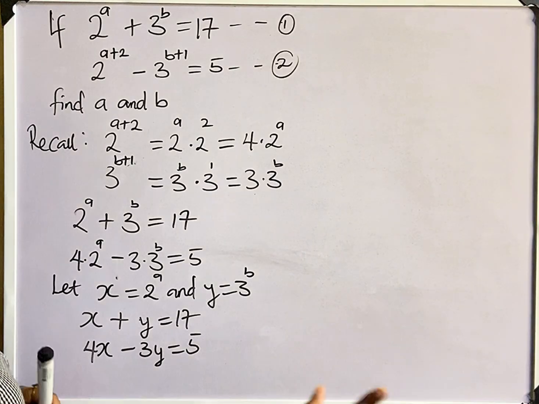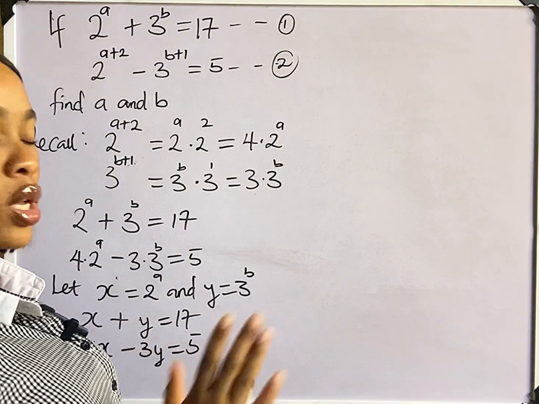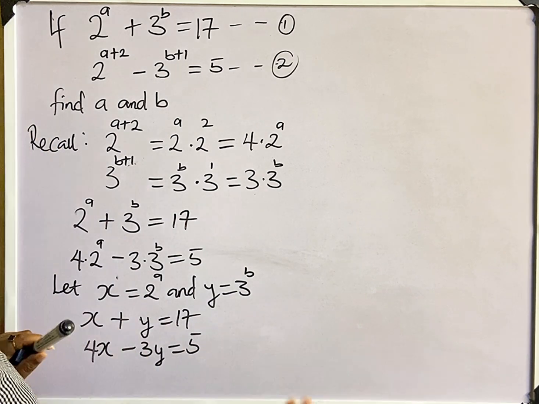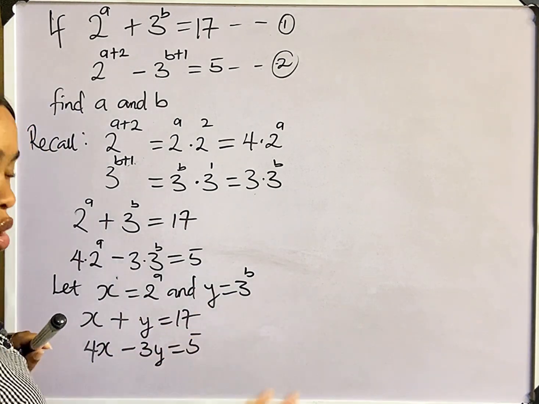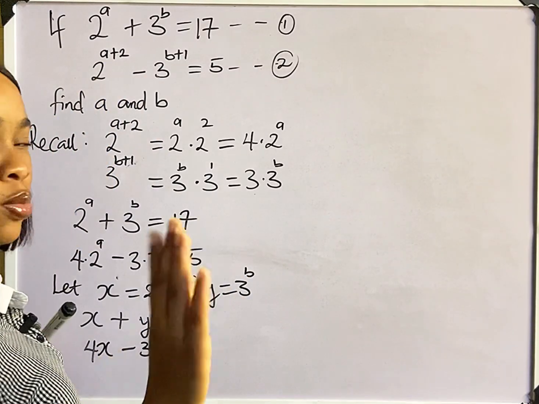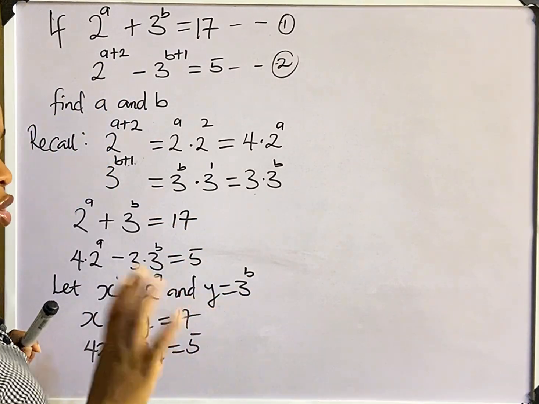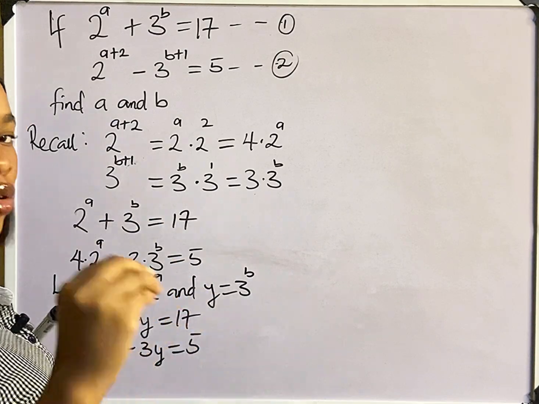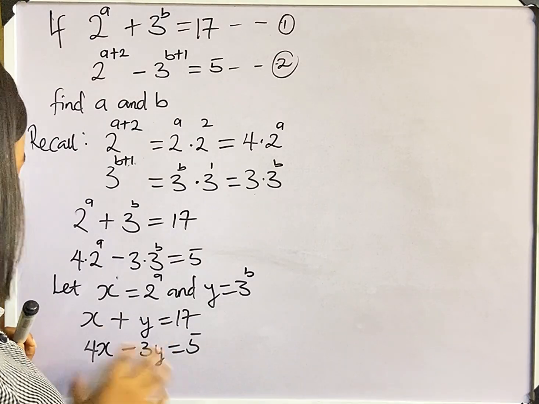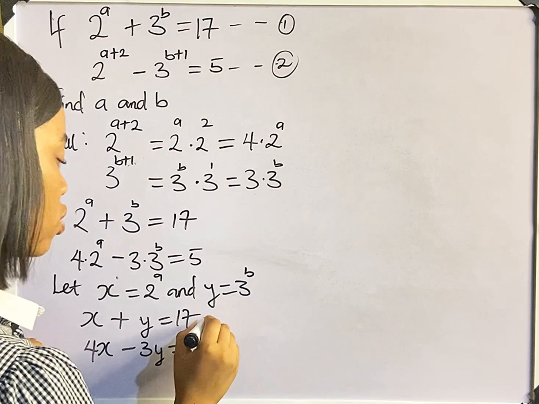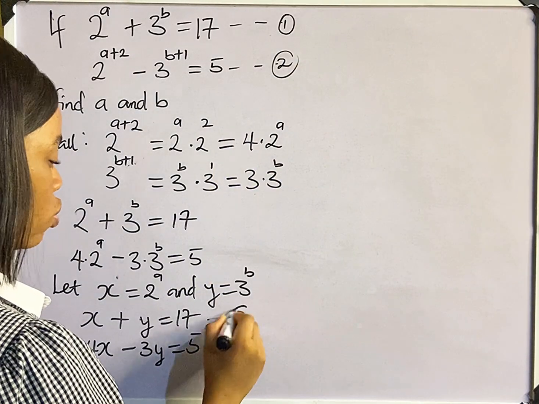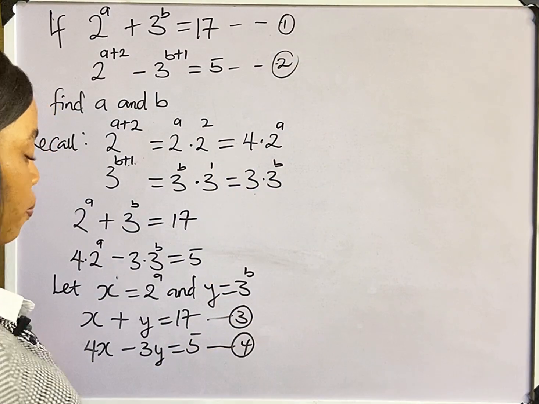So we're going to solve this our normal way of solving simultaneous linear equations. Now there are different methods of solving simultaneous equations. We have the elimination method, the substitution method, the graphical method, but here I'm going to be using the substitution method because you do what's easier for you, what will make it easy for you to get your result. So this is my equation 2, so let me tag it equation 3, and then this is my equation 4.